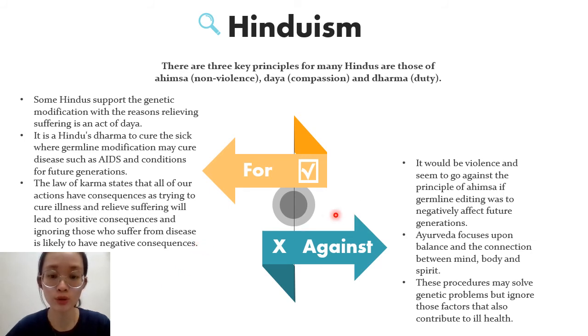And those who are against germline genome editing think that it would be violence and seems to go against the principle of ahimsa, if germline genome editing were to negatively affect future generations. Ayurveda also focuses on the balance and connection between mind, body, and spirit. So these procedures may solve the genetic problem, but there are other factors that also contribute to ill health.